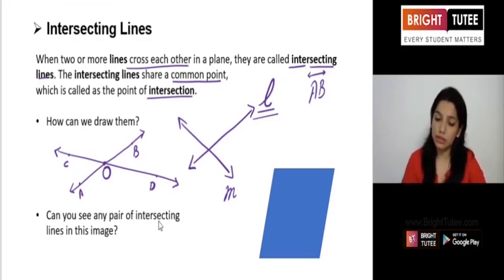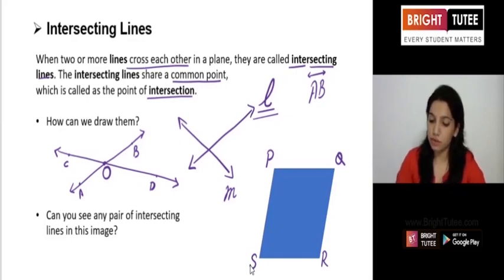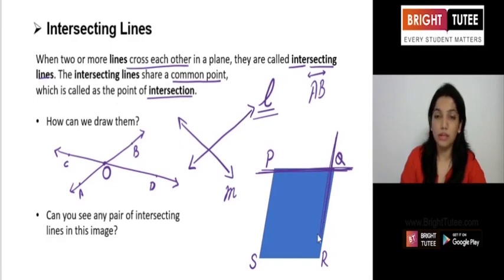In order to do this, let us first name this particular image. Let me name this as PQRS. So this is the name that I have given to this particular quadrilateral. Now let us see how many pairs of intersecting lines are there. So do you see that this line PQ is intersecting line QR, this line here, right? So this is one point of intersection, that is point Q.